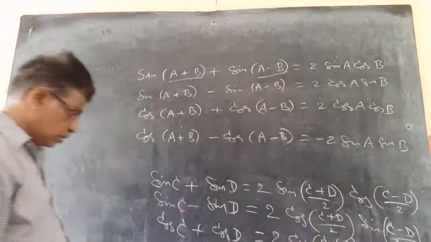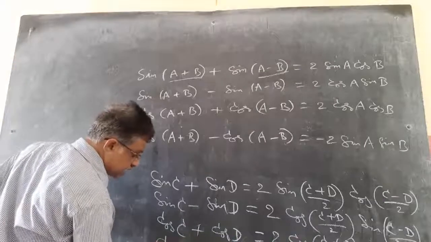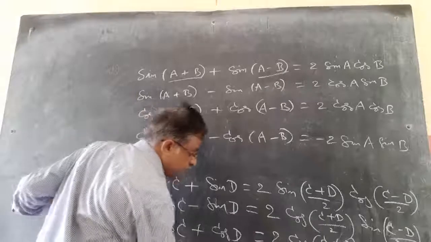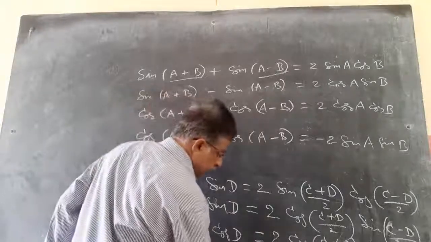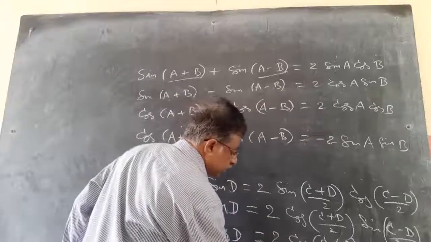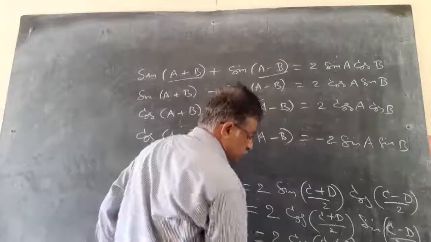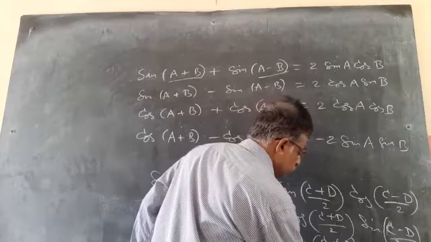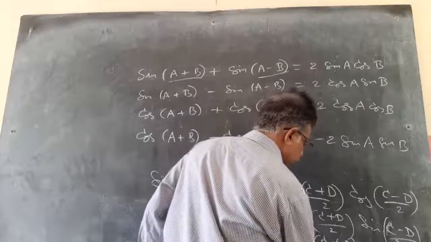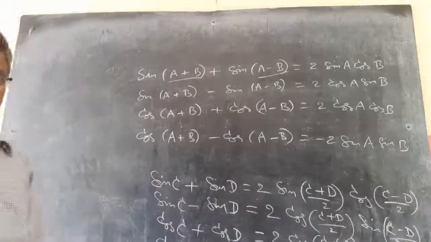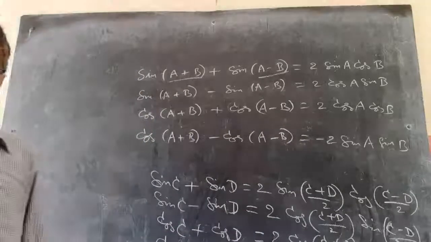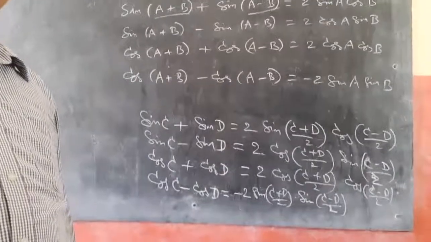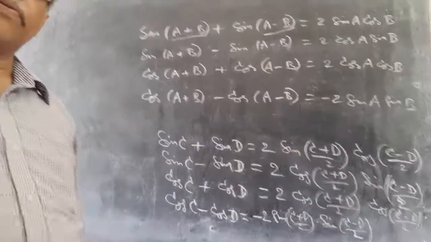Next, cos C minus cos D equals minus 2 sin of (C+D)/2 into sin of (C-D)/2. Very important transformations, a sure 7 marker. And these formulas are very important for your second year also.